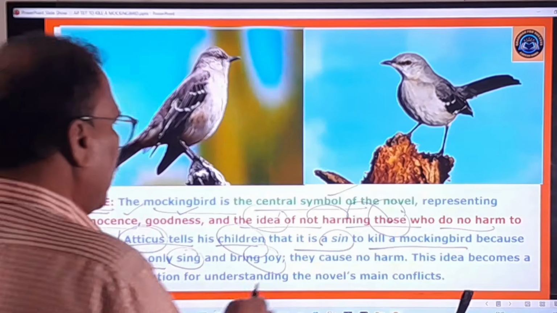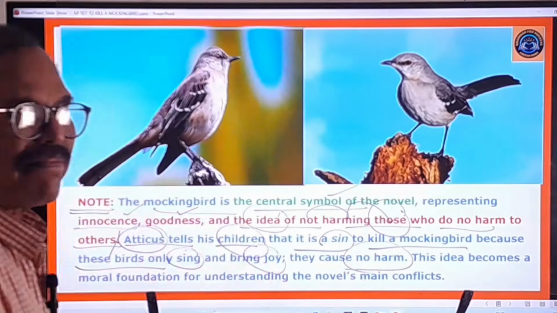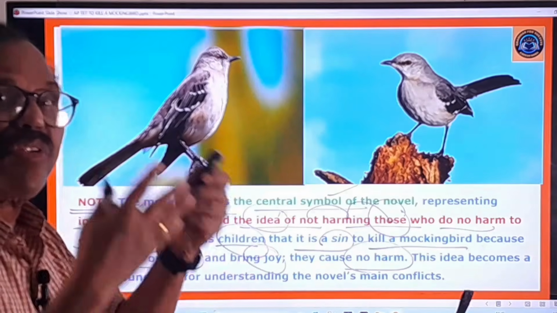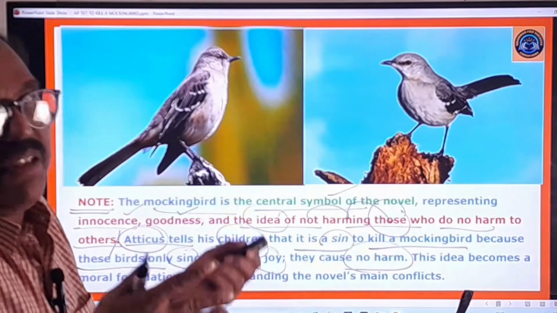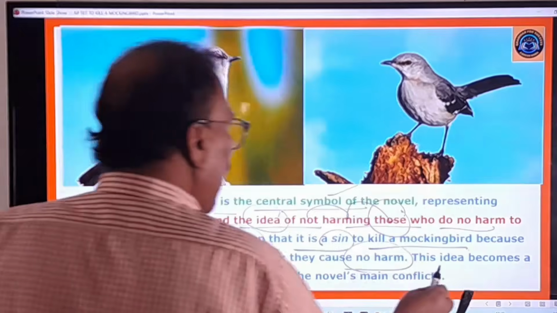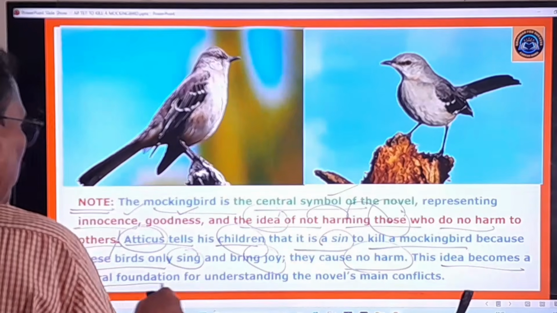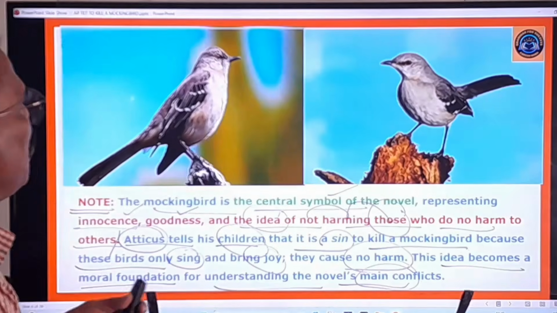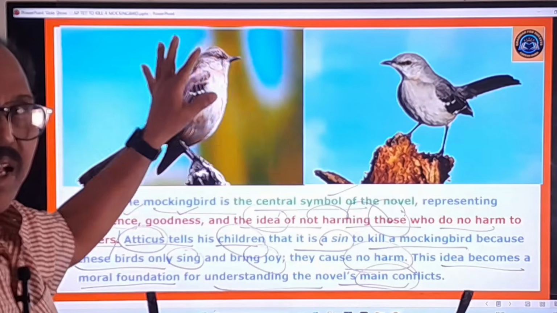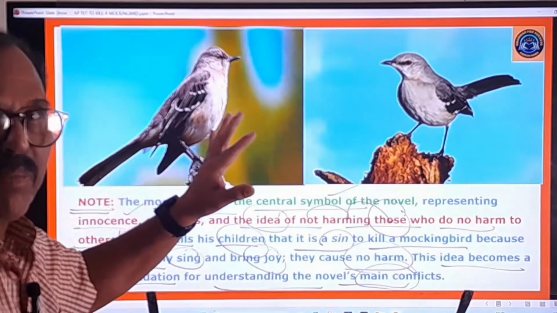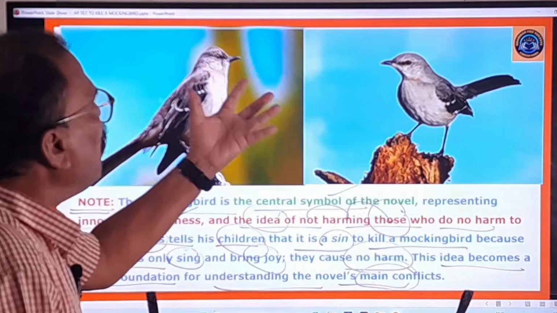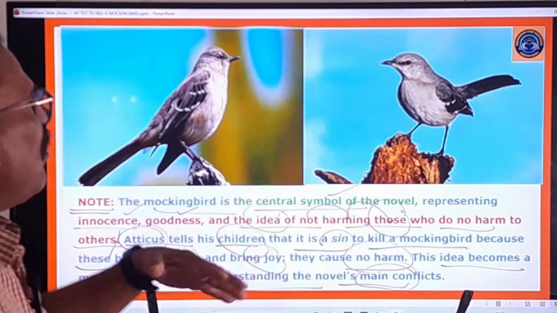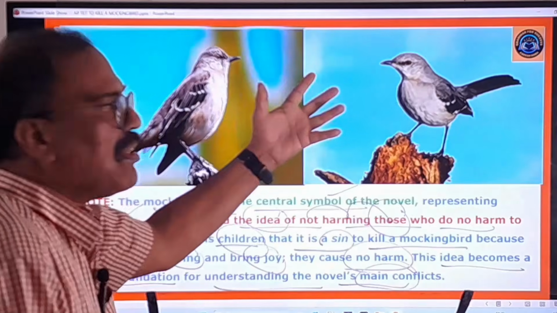And they cause no harm to others. They don't cause any harm to anybody. And that is the case, why do you try to harm such birds? That is meaningless. And here this idea becomes a moral foundation for understanding the novel's main conflicts. So these birds are very innocent, very nice, and they bring joy to the people. And killing these birds is really a sin. And therefore, you should not harm these birds.